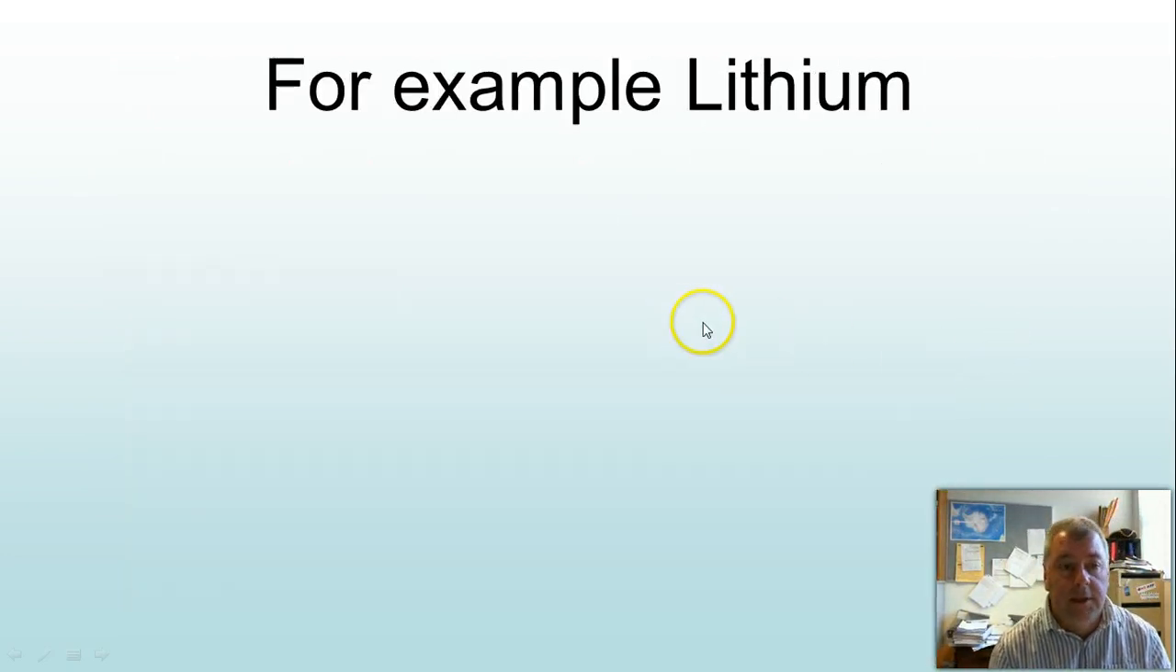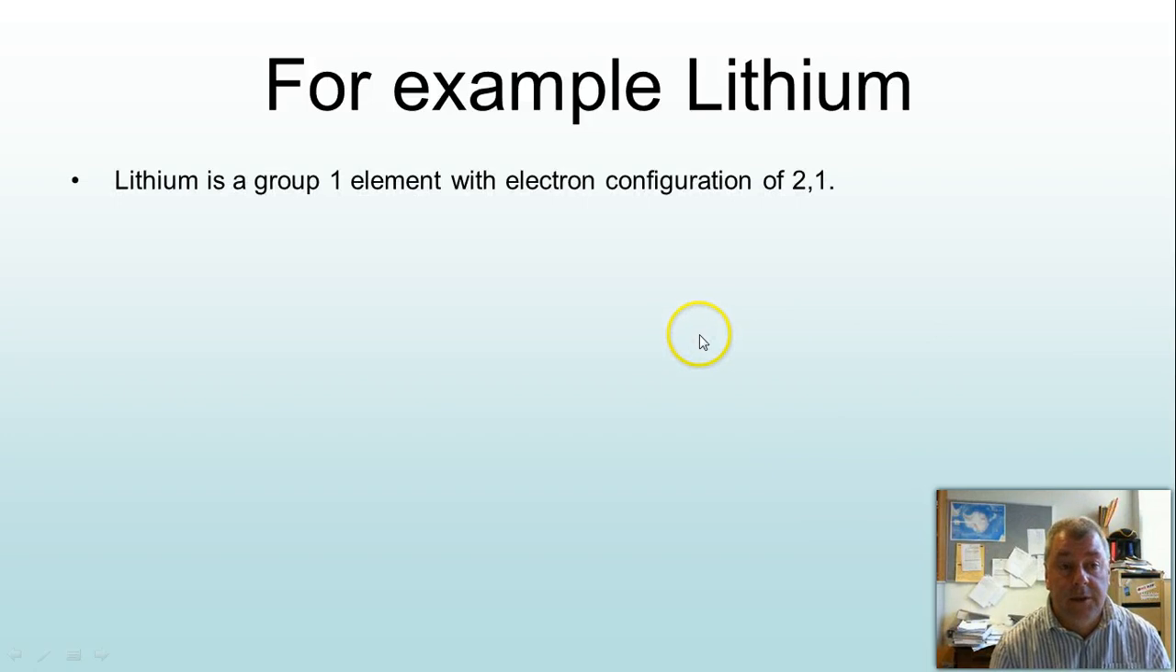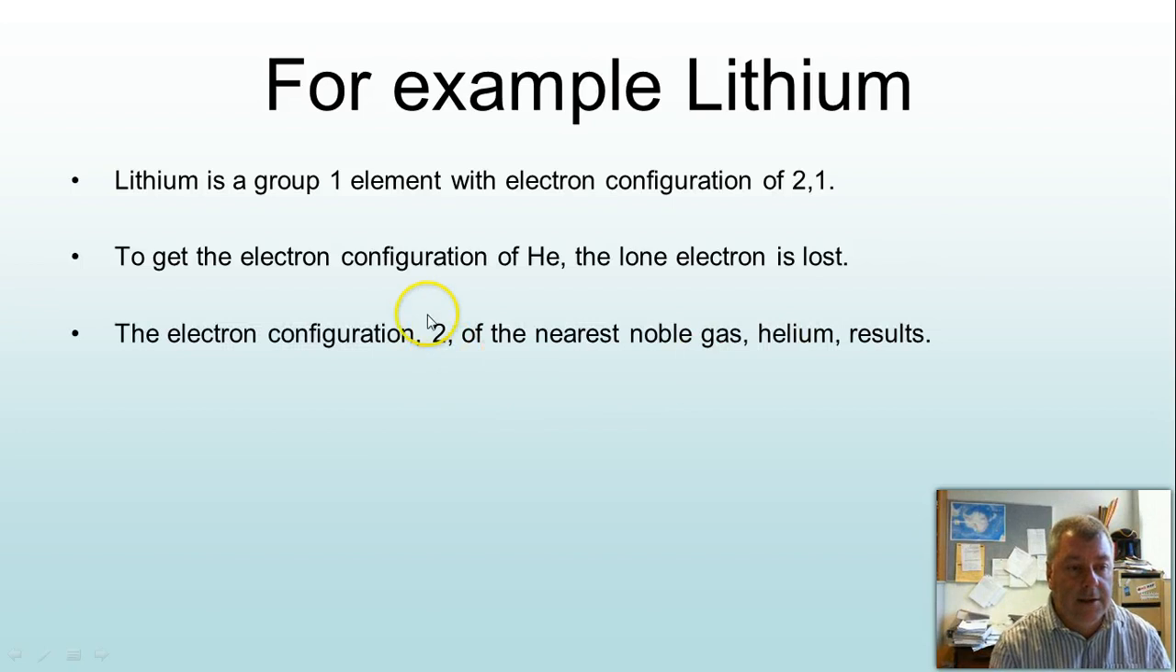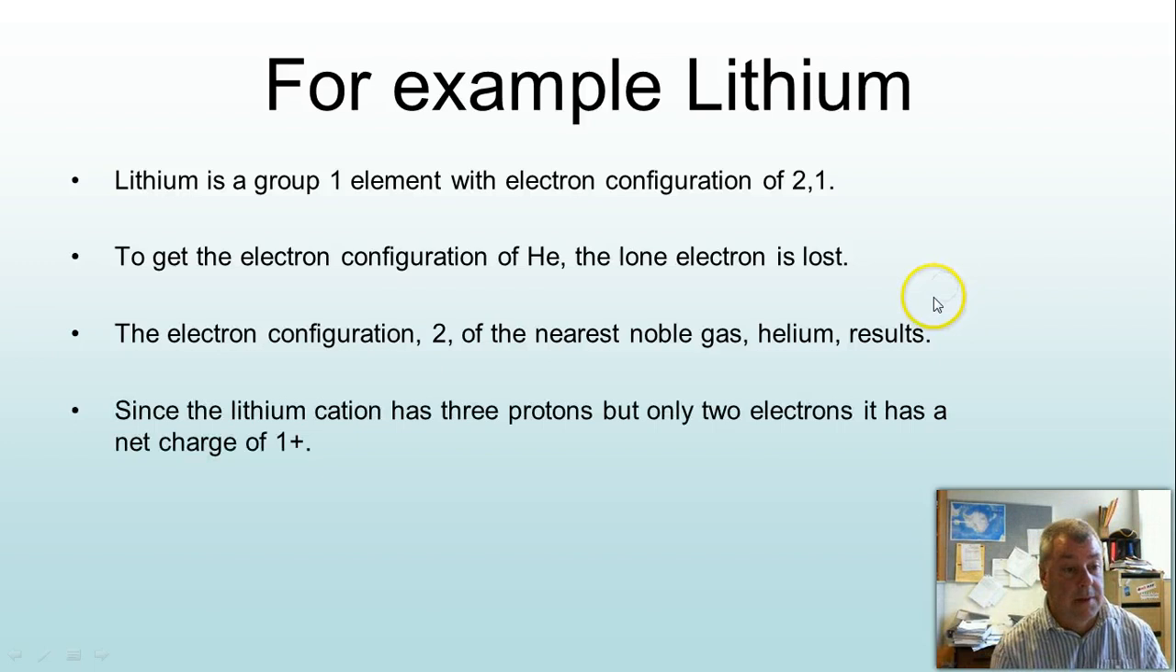Let's do an example. Lithium. Lithium, a group 1 element, has an electron configuration of 2,1. It wants to get the electron configuration of the nearest noble gas, which in this case is helium, and helium has the noble gas configuration of 2. So a single electron, this one in the outer shell, is lost, and it now has the electron configuration of helium. It's not helium, it's still lithium. Okay? Why is it still lithium?